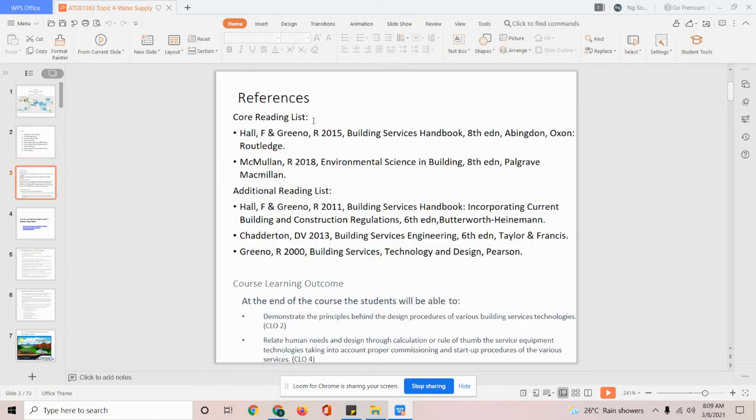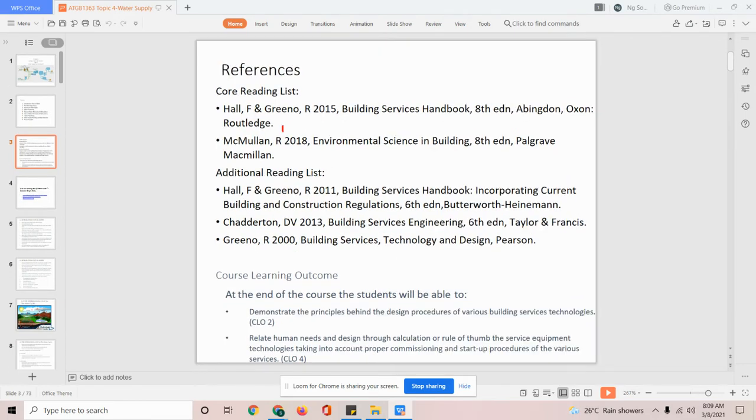Okay, so as usual, all the material that we have in this lecture slides is from these two books. And then if you want to have additional information, you can go towards here.